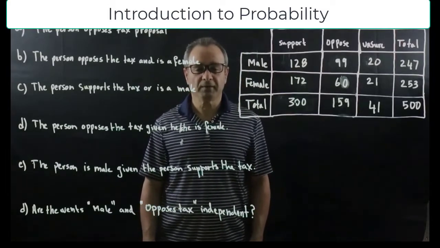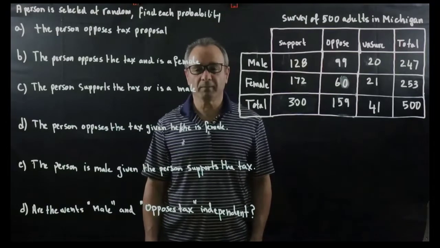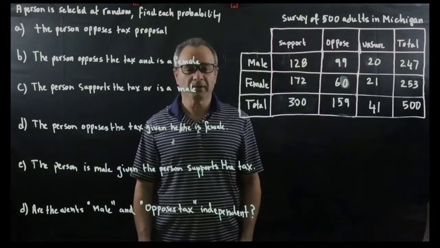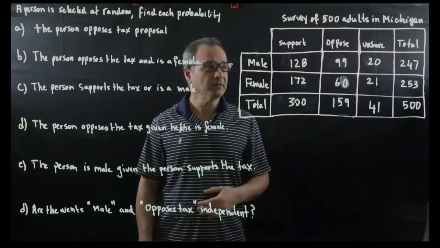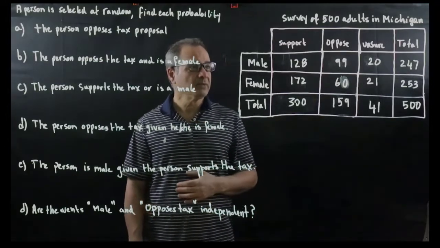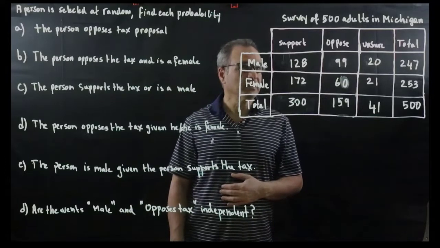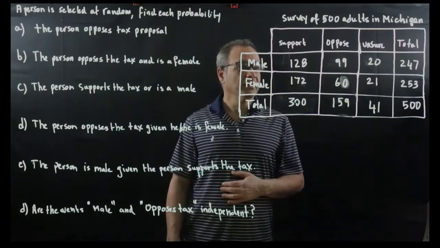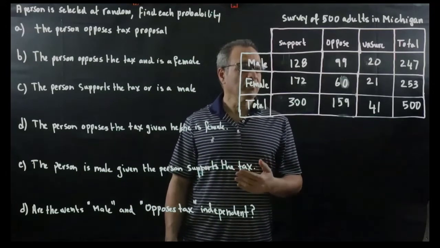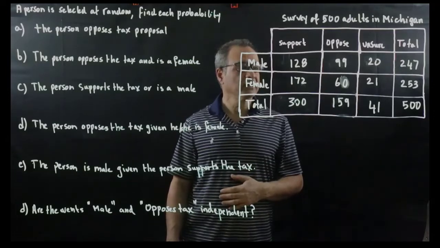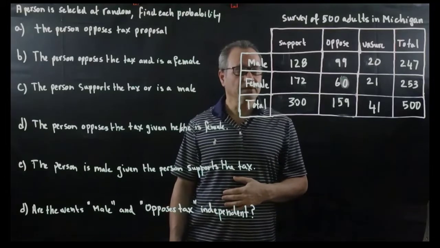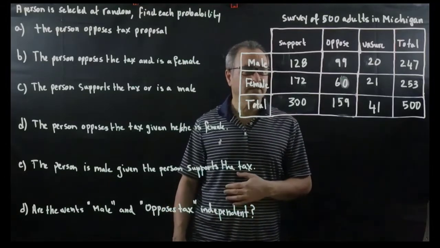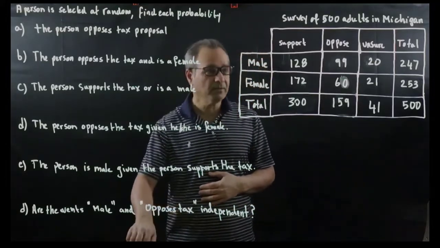In this video I'm going to show you how to find basic probabilities using a contingency table. Here's an example. 500 adults were surveyed on whether they would favor or oppose a new tax law pertaining to increased funding for education. So we have what we call a contingency table right here.